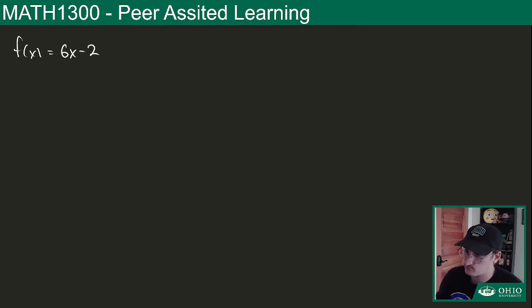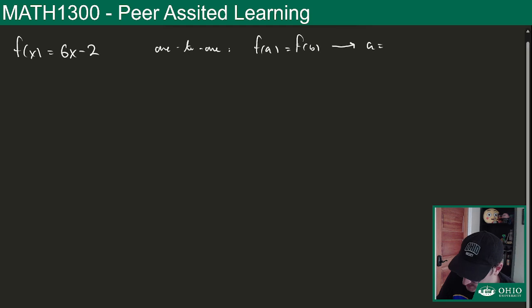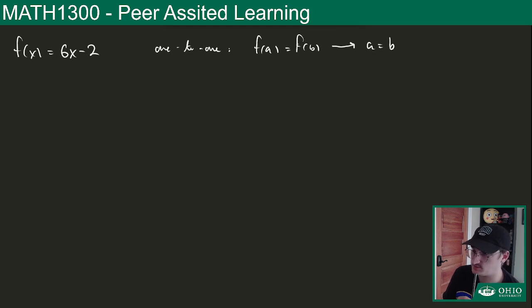So let me really quickly write the definition of one-to-one. If you have a one-to-one function, that means that if f of a equals f of b, then we know that a equals b. So how we want to set this up, and I'll use some colors to demonstrate, is we want to set up f of a equals f of b, and then show that from that we can deduce that a actually equals b.